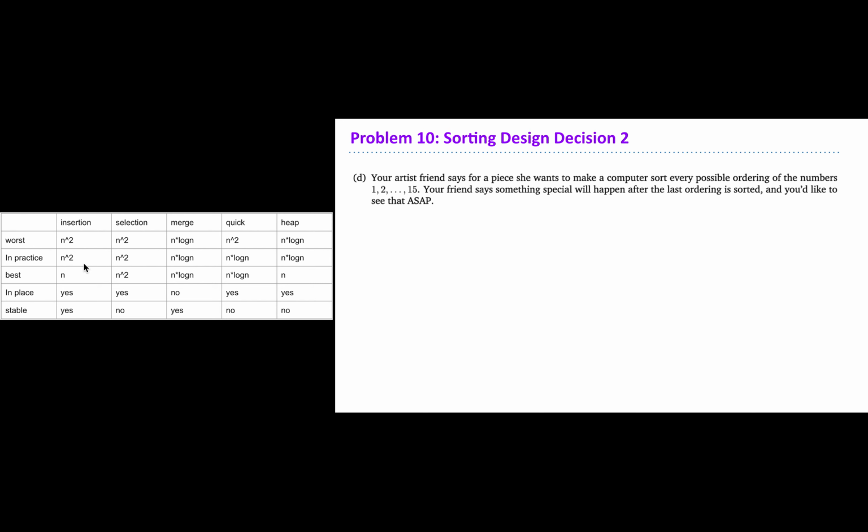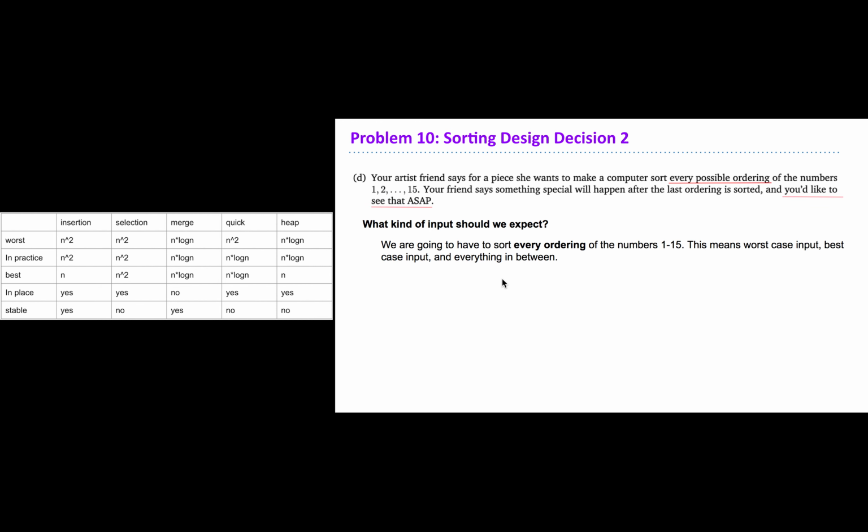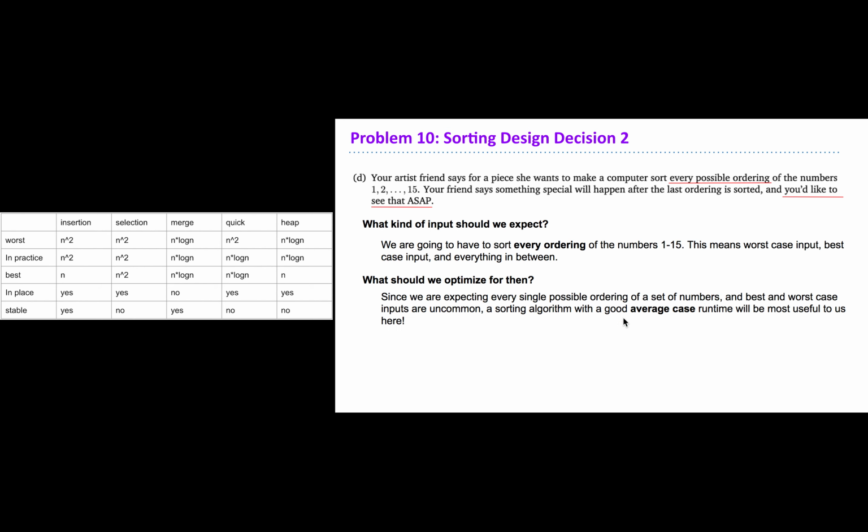So if we're looking at the in practice case, I think that you basically take away insertion sort, take away selection sort. I think from that argument you could say merge sort, quick sort, or heap sort would all be correct answers for this problem with that justification. We want to optimize for the in practice case since we're going to see every single possible ordering. So any of those three would work great for this. This means we're going to optimize for the average case, or this in practice case runtime.